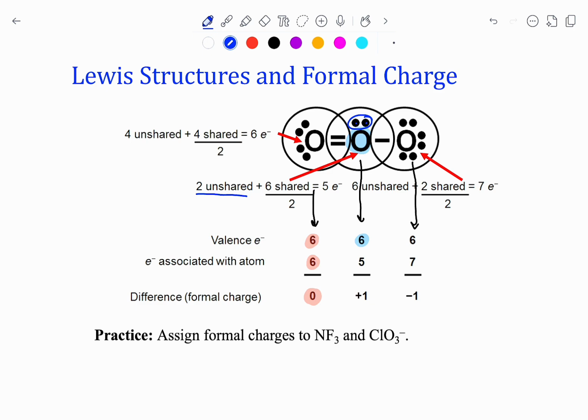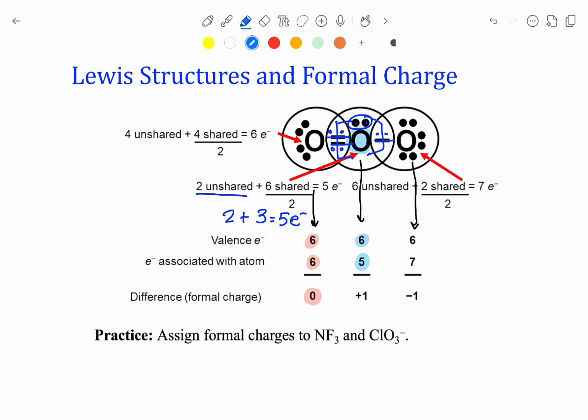So this oxygen has 1, 2, 3 bonds. 2 on one side, 1 on the other. So it has 1, 2, 3, 4, 5, 6 electrons associated through those bonds. So 6 electrons are being shared. But again, it only claims half. So we take that 6 and we divide it by 2. So we have 2 unshared plus 6 divided by 2. That's going to be 3. So that's going to give us 5 associated electrons. That's what we see down here.